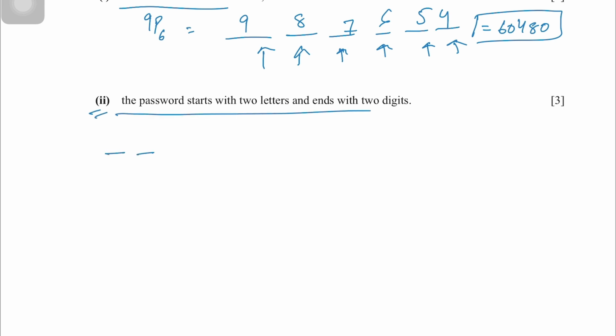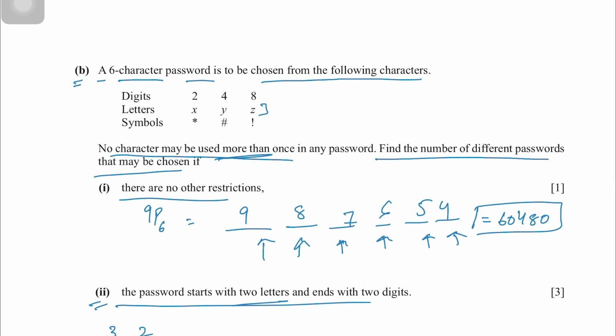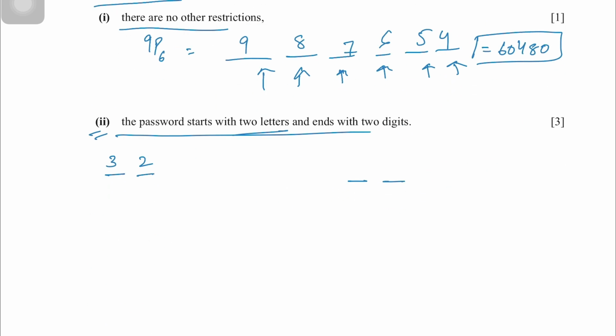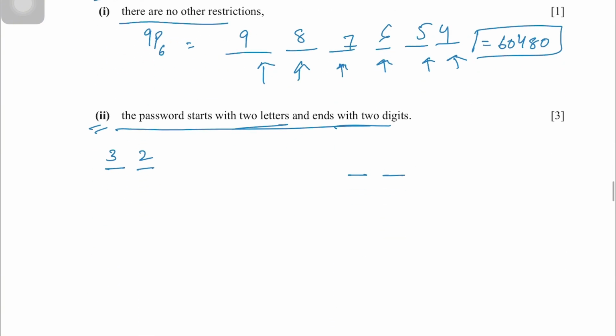Moving on, we have the password starts with two letters and ends with two digits, right? So it has to start with the two letters and end with two digits. Since it starts with the two letters, we have three letters over here, and it ends with two digits, and we have three digits over here. So we have three possibilities over here and two possibilities over here.